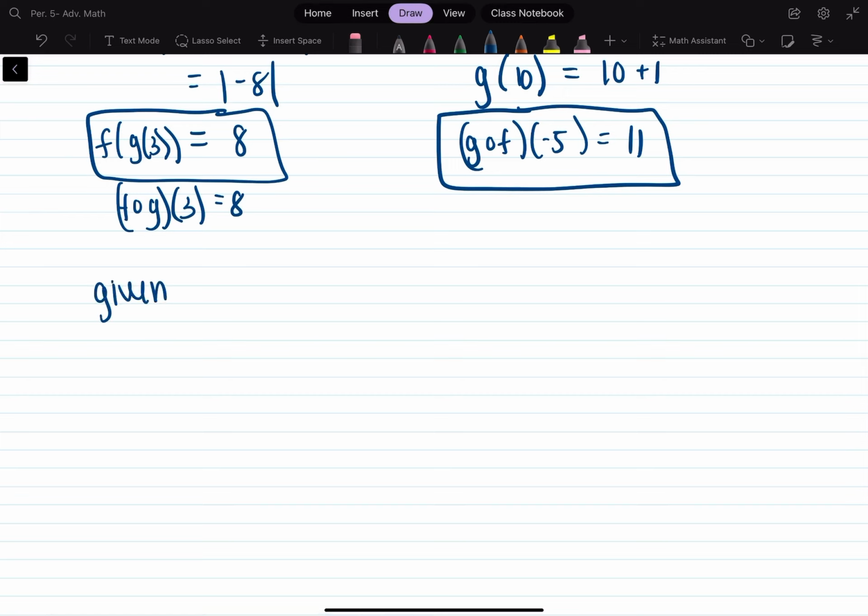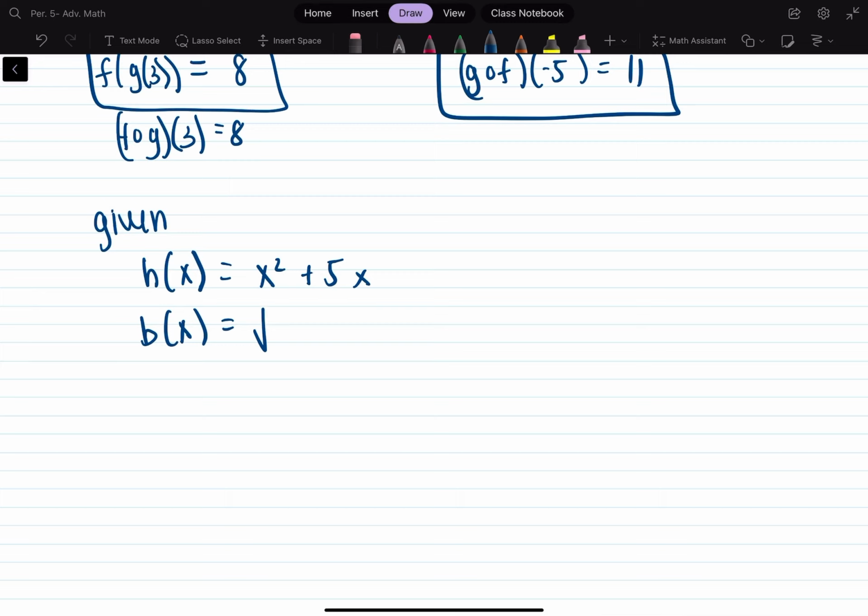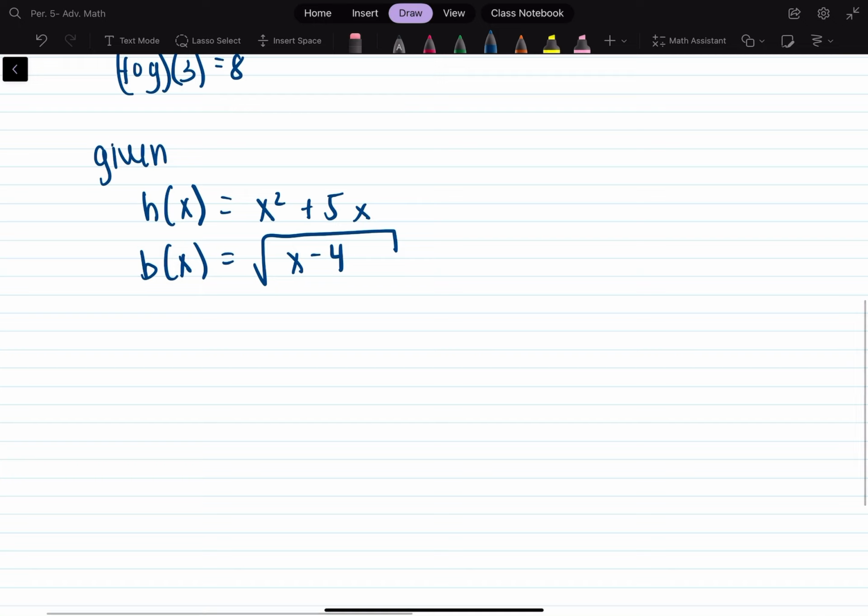And I also don't want you to get used to just the letters f and g, so I'm going to switch it up. Let's do h of x is equal to x squared plus 5x. And then, I don't know, give me another letter. We'll do b. b of x is going to be equal to the square root of x minus 4. Okay, and I'll just do one example for this one. I want us to find h of b of 9.